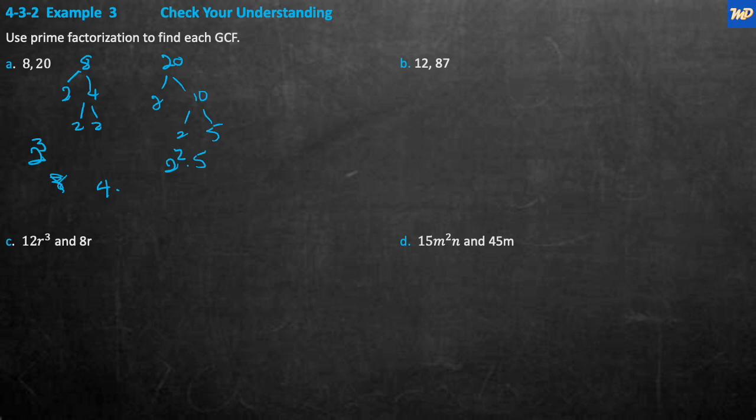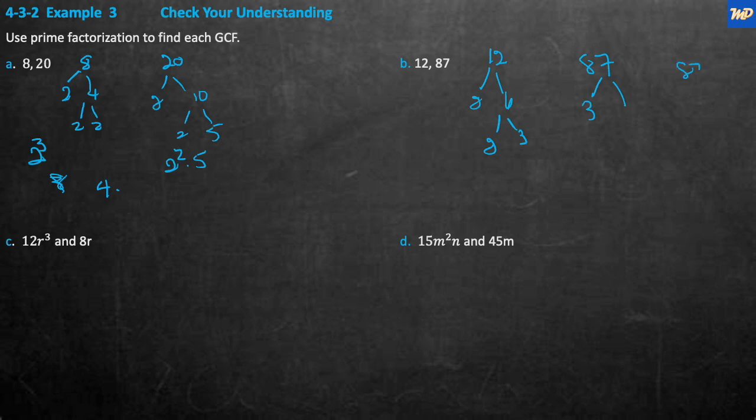The greatest common factor. Let's go and look at 12 and 87. So if we start with the 12 over here, we're going to get a 2, and a 6, and a 2, and a 3. And 87. Can we divide 87 by anything? Well, 8 and 7 is 15. And the divisibility test for 3 is if the digits are added together and they're divisible by 3, the number is divisible by 3. So 87 is divisible by 3.